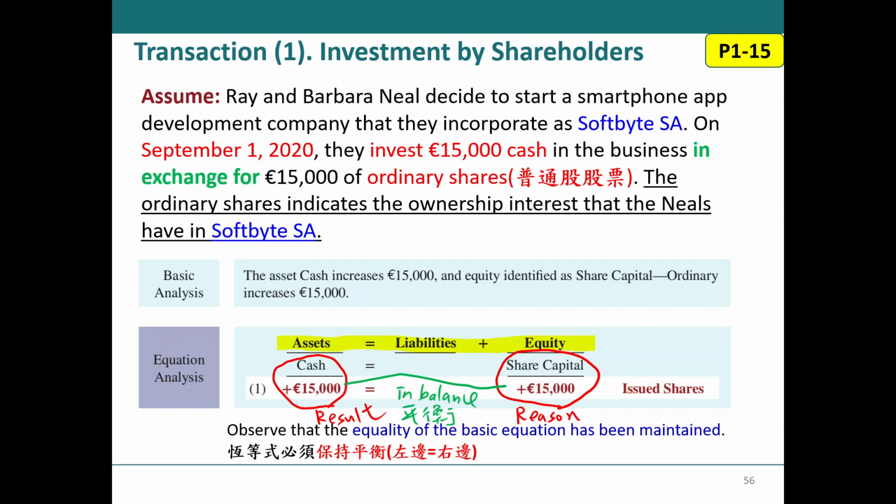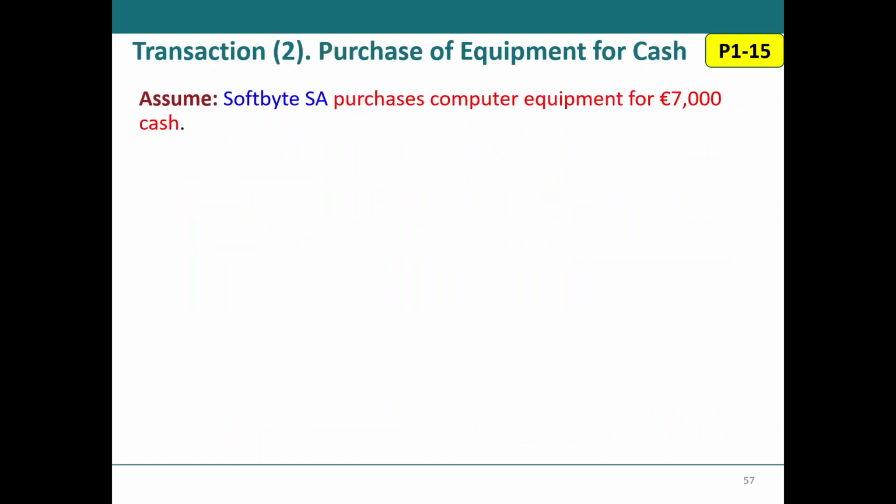Okay, so don't forget, after you've done this, double check it. How to double check it? Make sure they are in balance. Any questions? No? Then let's look at the second transaction. So what's the second transaction? Right here. Oh, it's quite simple, right?